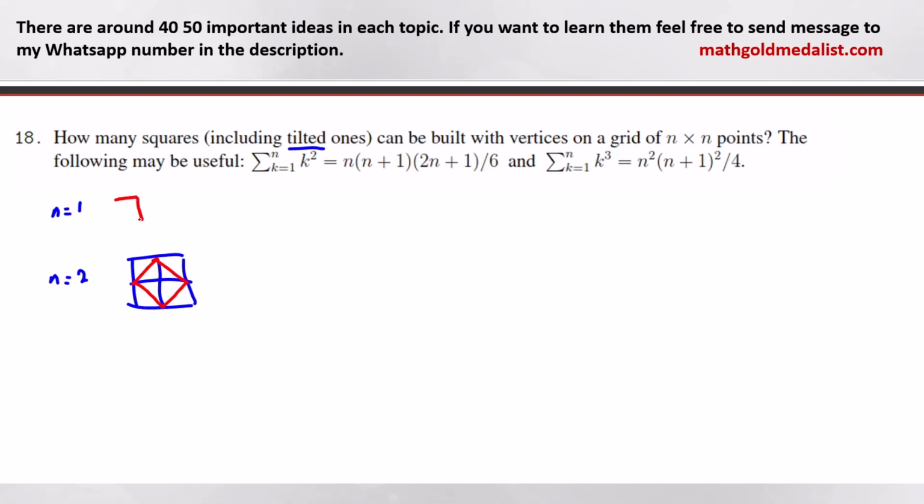So for N1, the answer is what? Can you tell me for N1 the answer is what? 0. Why 0? This one is a square. Because it's 1 by 1. It's just 1 point. It's 1 vertex. It says including tilted ones. Here we don't have that, but this is a square, right?